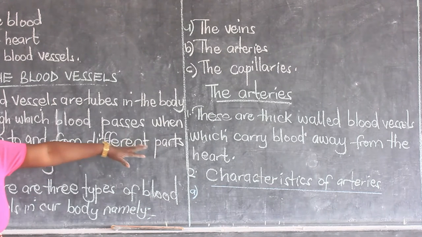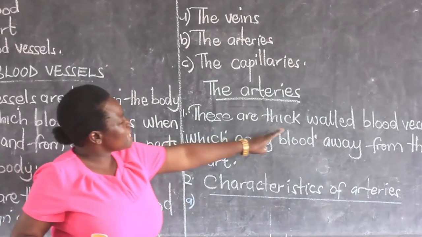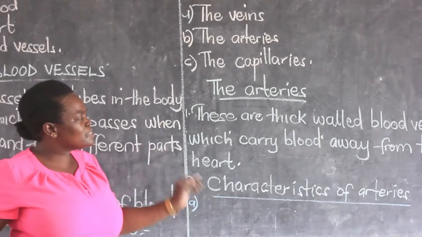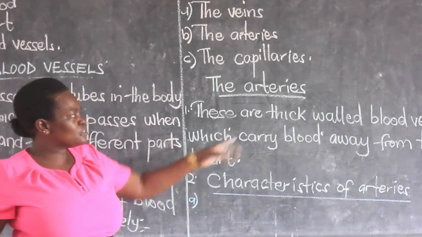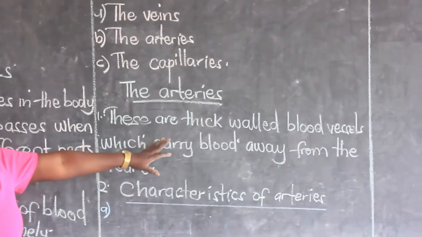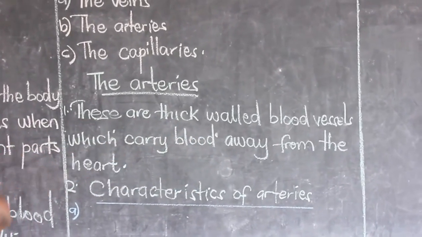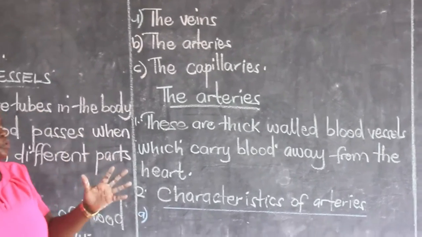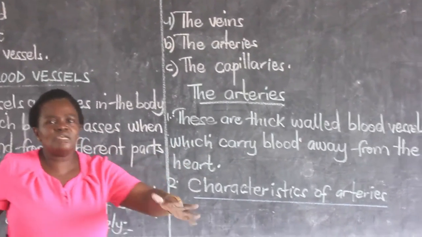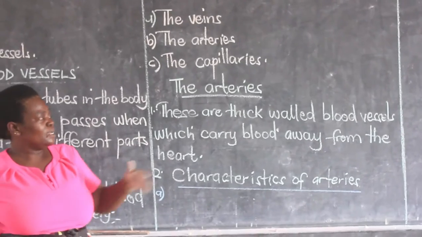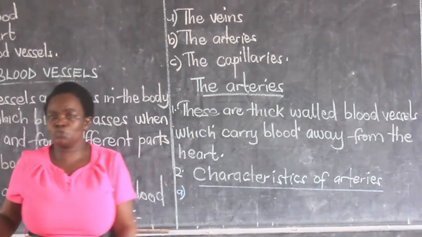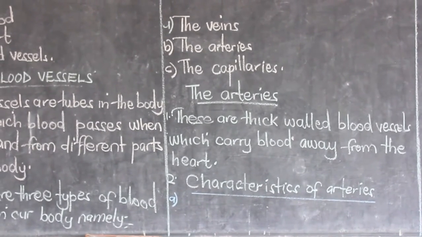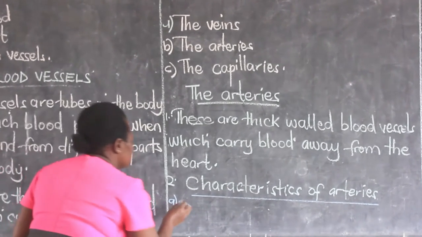Number one is got from their definition here, that these are thick walled blood vessels. And if someone asks you, give one characteristic of arteries, you get from the definition that arteries have thick walls. That is their first characteristic. Very strong walls. We cannot use the word heavy, but the word strong, we do use it. When we say thick walls, that is enough to show you that those are very, very strong walls. So they have thick and strong walls. That is the first characteristic.